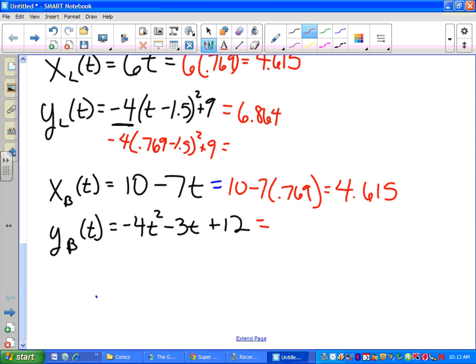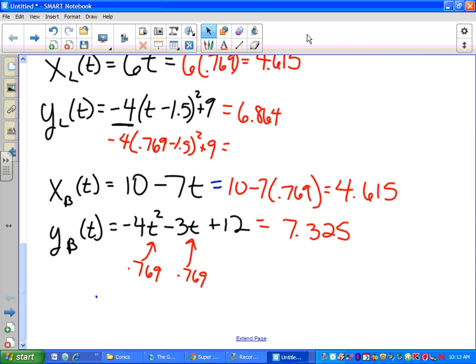But when we plug the 0.769 here and the 0.769 here and plug all that in, we get 7.325. Okay, so this one's actually a little bit hard, because they are pretty darn close, aren't they? They're not exactly the same. So my ordered pair here is 4.615, 6.864, and the one down here is 4.615, 7.325.